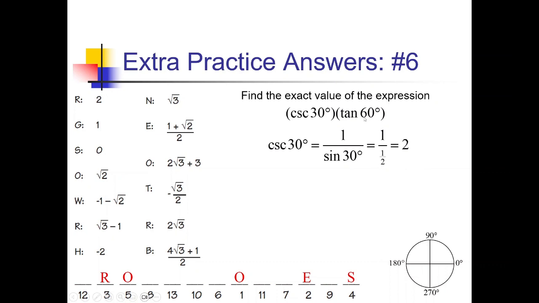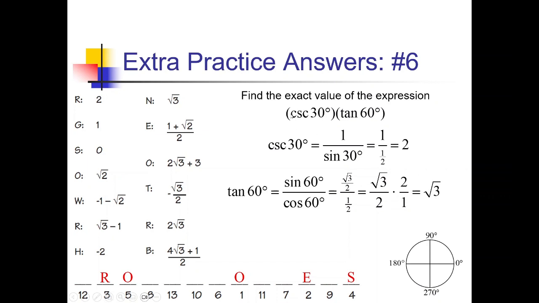Now tan of 60 we found earlier on a problem from before, but I'm going to just do it again. So again, that's sine of 60 over cosine of 60. So radical 3 over 2 over 1/2. So root 3 over 2 times 2 over 1, multiply by the reciprocal. And then again, the 2's cancel, leaving us with just radical 3. So bringing all this back down here, cosecant of 30, that was 2. Tan of 60, that was radical 3. 2 times radical 3 is just 2 times radical 3. Not much you can do there. So that is one of the answers. That's R, which is going in spot 6.